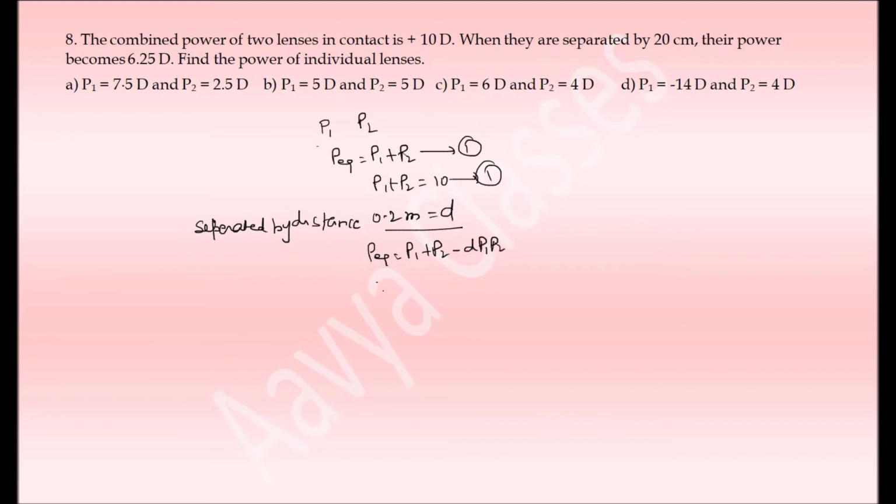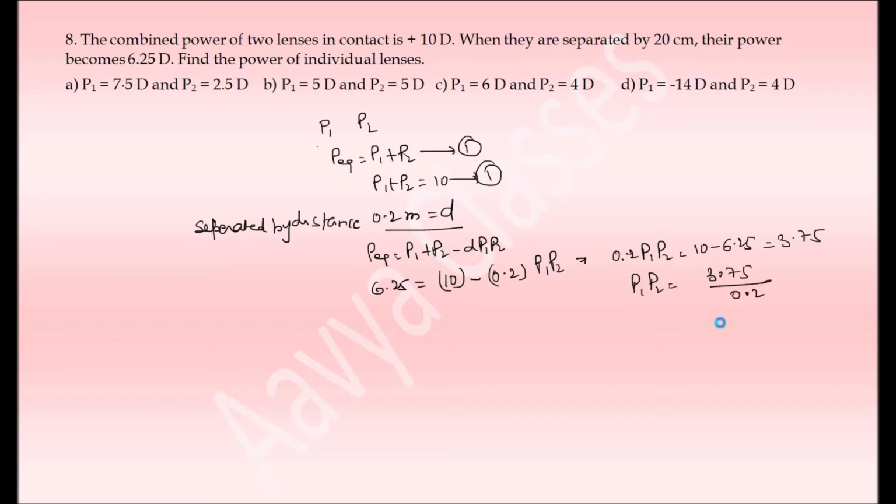So P equivalent is given as 6.25 diopter. So 6.25 is equal to P1 plus P2, which is equal to 10, so 10 minus d, that is 0.2 into P1 P2. And from there we get 0.2 P1 P2 is equal to 10 minus 6.25, that is equal to 3.75. And P1 P2 is equal to 3.75 divided by 0.2, that is 375 divided by 2 into 10.